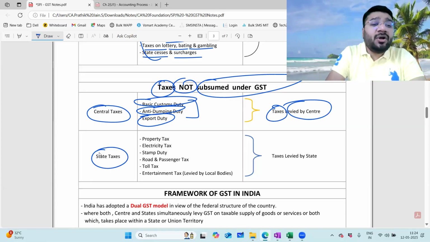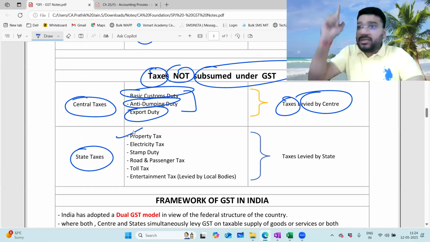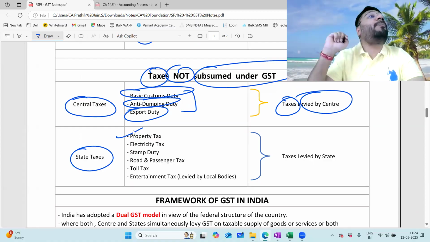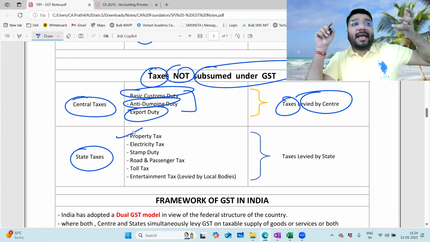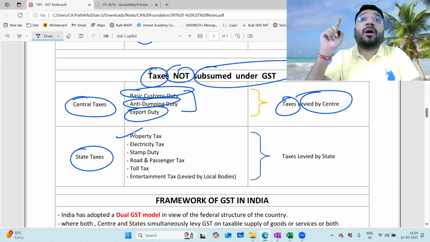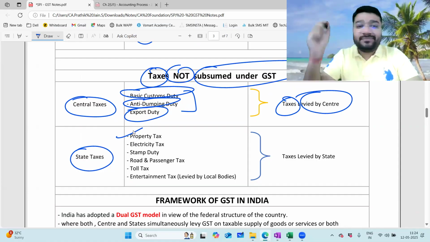State tax such as property tax. What is property tax? If I own this building, let's suppose, every year I'm supposed to pay property tax. On the money that you pay as property tax, I don't have to pay GST. I have to pay what? Property tax. So property tax is separate.